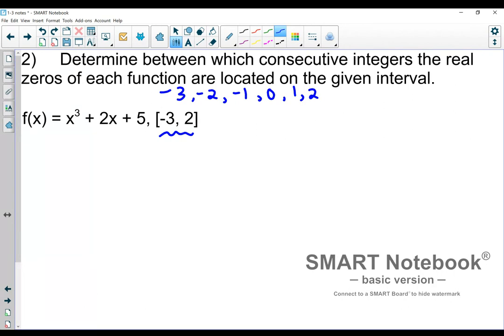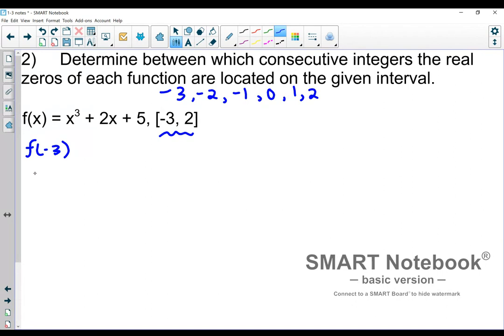So we want to know between which consecutive integers, so consecutive would be 2 in a row, the real zeros of the function are located. In order to tell if I have a 0 between two x values, I really need to find the y's, because the y's are the part that I've got to look at for that change in sign. So I'm going to need to find f of -3, f of -2. We're going to have to find all of them.